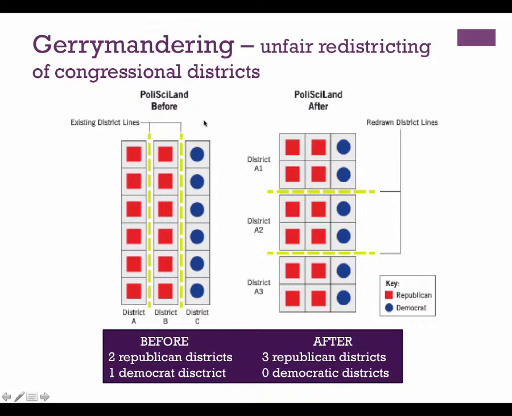So here in poli-sci land, so creative, before the redistricting, these are the existing districts. We have 2 Republican districts, the red squares are Republicans, and we have 1 Democratic district. After redistricting, which is when the yellow lines here are changed, there are 3 Republican districts and 0 Democratic districts. And why is that the case? Well, they've packed a majority of Republicans in each district. So the Republicans have a majority in each of these. So you actually lose a Democratic district, and this poli-sci land would send 3 Republican members to the House of Representatives.